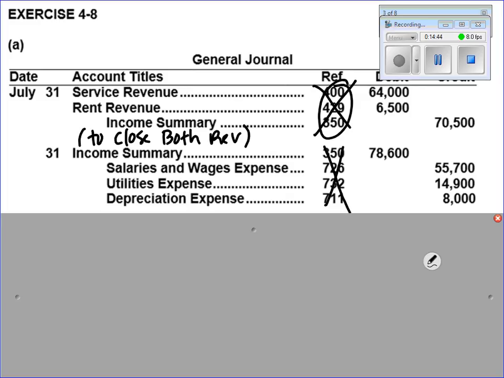We're just grabbing the one debit. We're grabbing the three credits that we did. Do you see why we lump them together in income summary and not itemize them? You could make it work that way, but it just makes sense to sum them up.